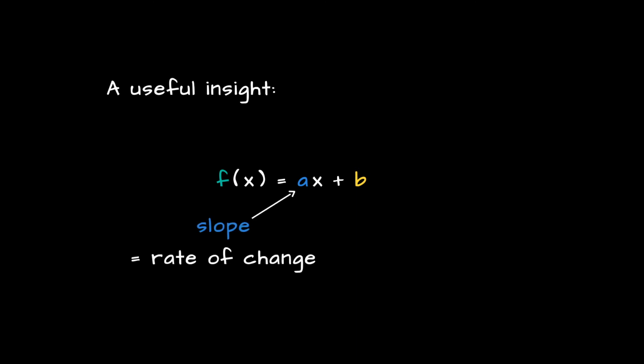The slope of a linear function can be interpreted as a rate of change. And in fact, linear functions are characterized by the fact that they have a constant slope or a constant rate of change. The y-intercept, on the other hand, is the initial value, which makes sense because it's simply the value of the linear function at x equals 0.